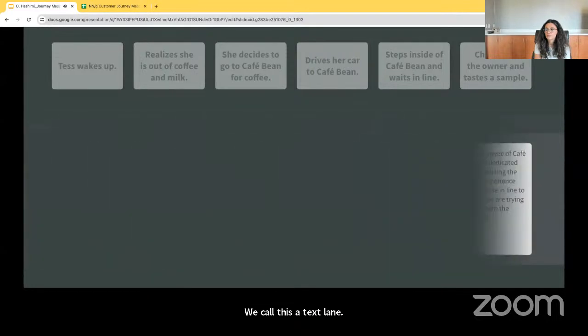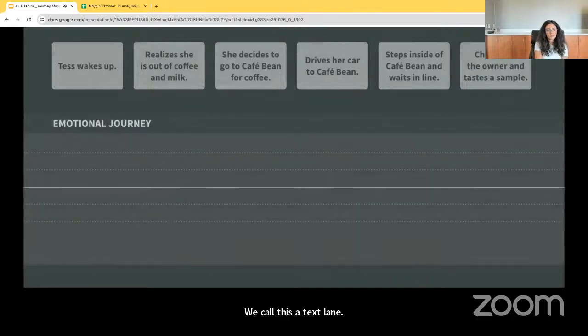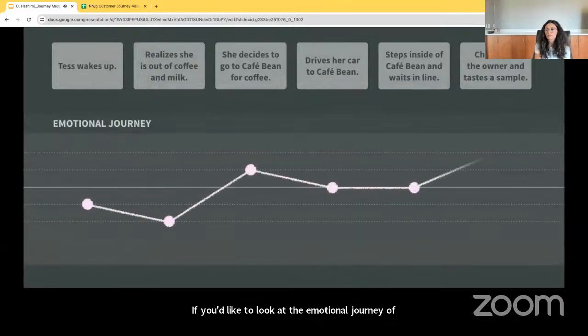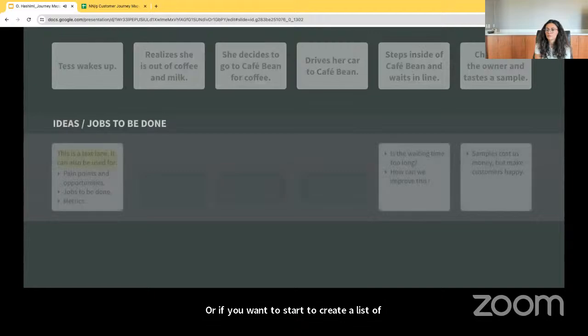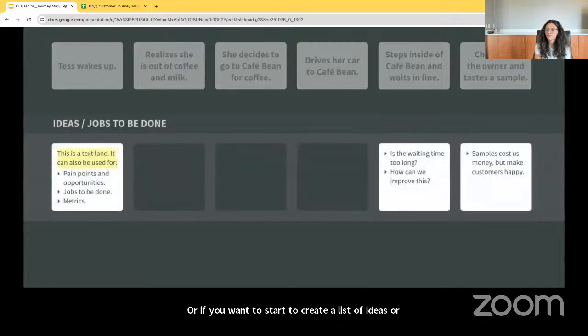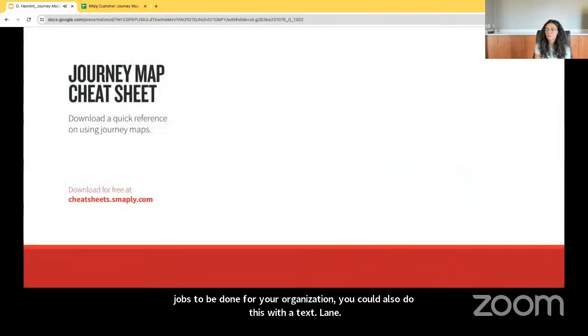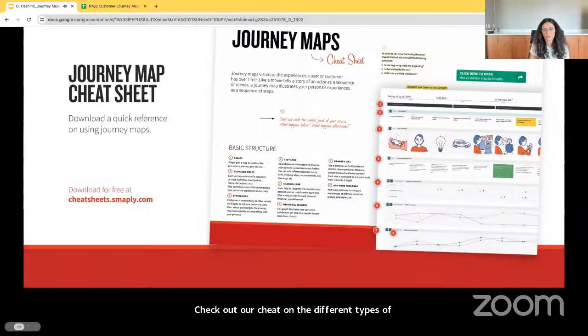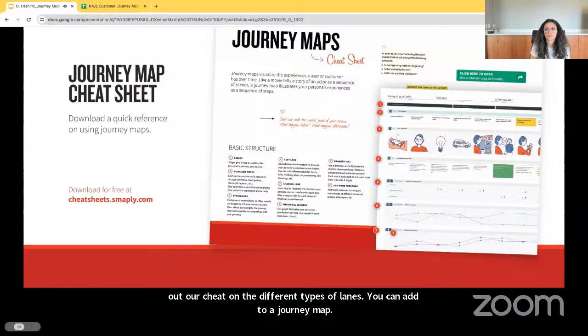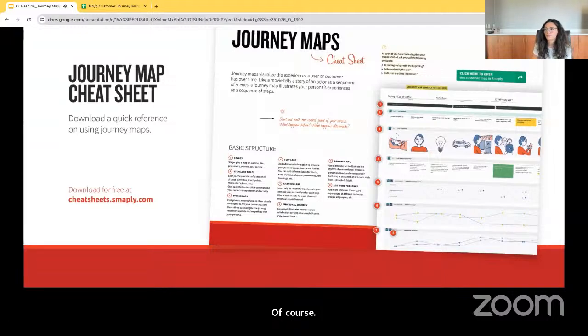If you'd like to look at the emotional journey of an experience, you can add an emotional journey lane as well. Or if you want to start to create a list of ideas or jobs to be done for your organization, you could also do this with a text lane. Check out our cheat sheet on the different types of lanes you can add to a journey map. Of course, lanes can always be customized to the type of project you're working on.